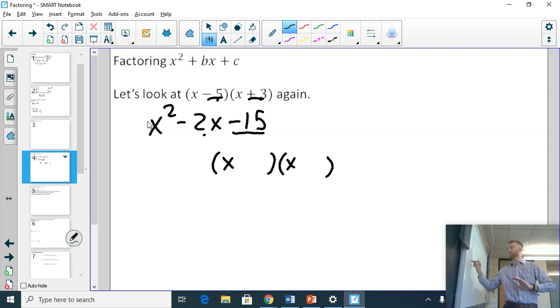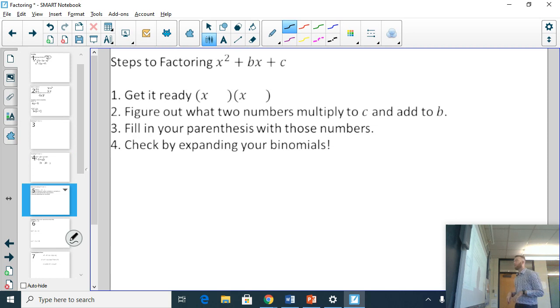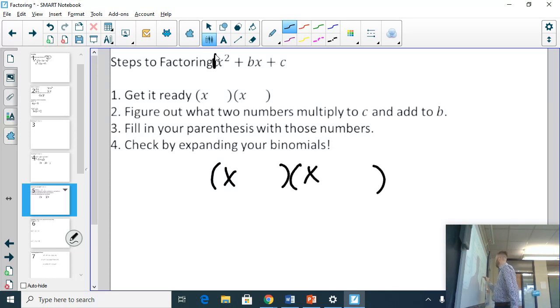So that's kind of the strategy that we're looking at. So, steps to factoring x squared plus bx plus c. The first thing I do whenever I see the invisible one in front, with nothing in front of there, is I just immediately set it up. I'm like, okay, I know that has to be x and x. Let me find out what has to go in those empty spaces, right?